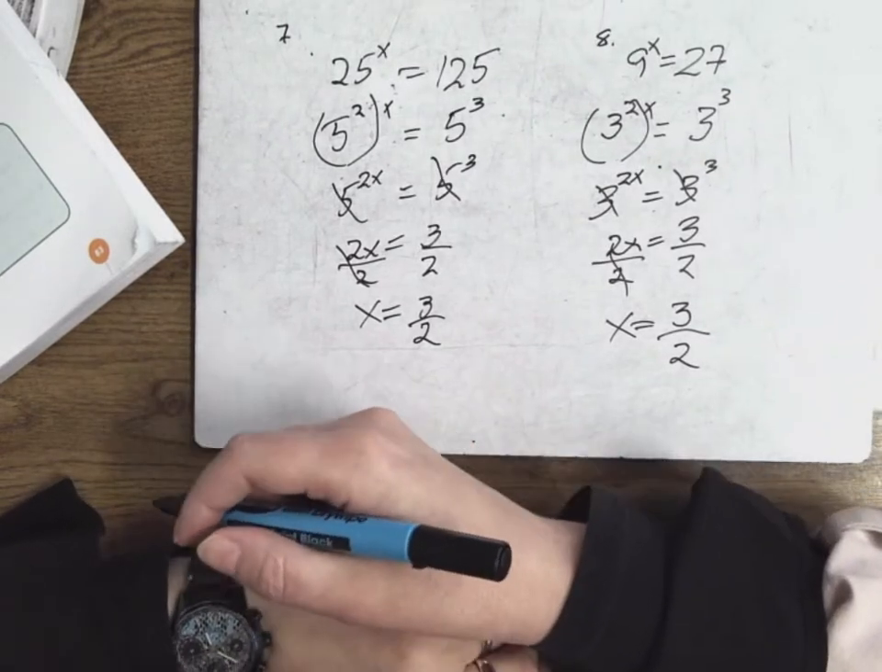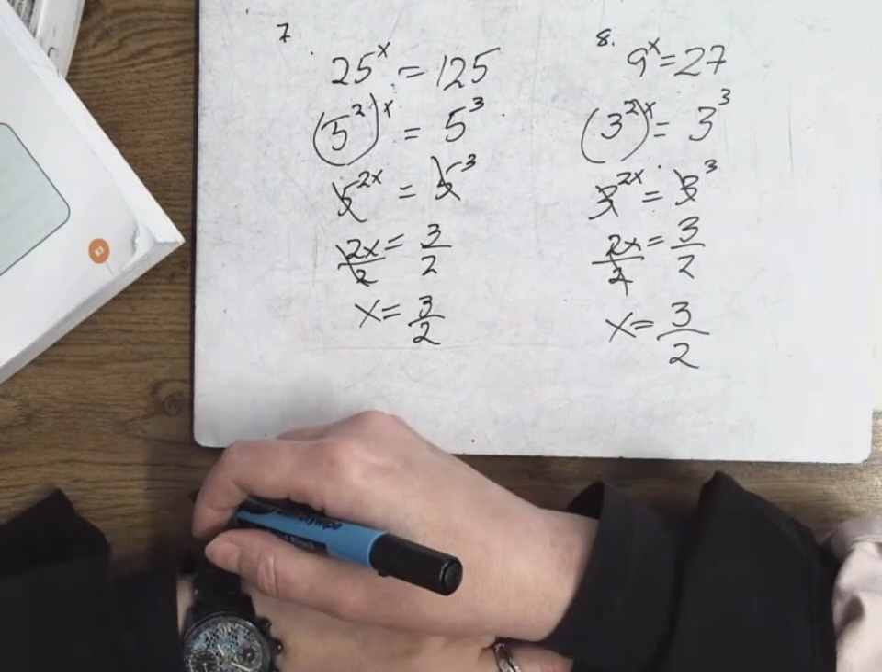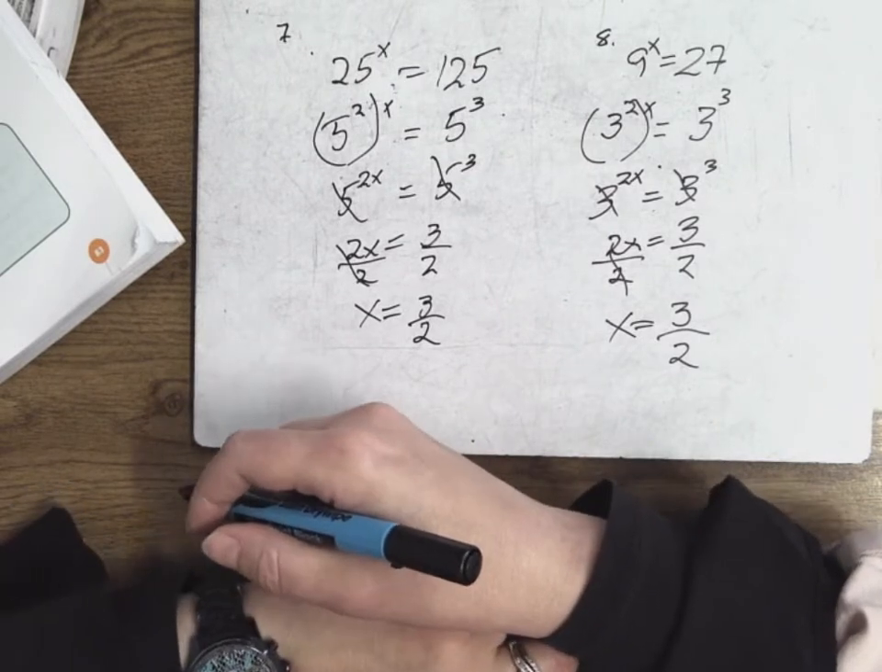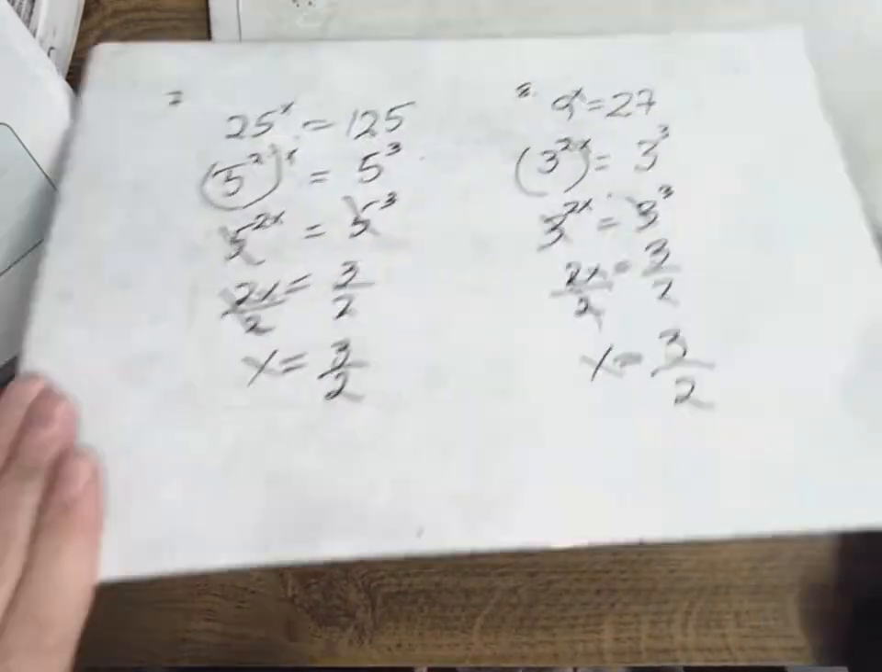It seems to be the go-to answer today. Right, how many got 3 over 2? I'd say that's the third one in a row. Right, are we okay? Then we had number 9.